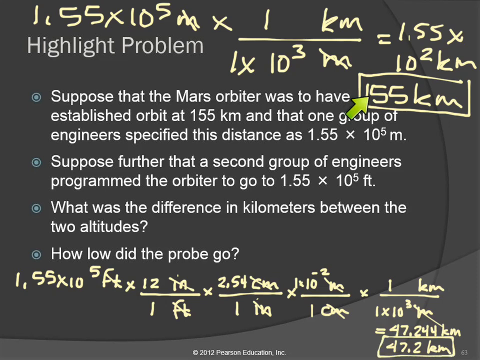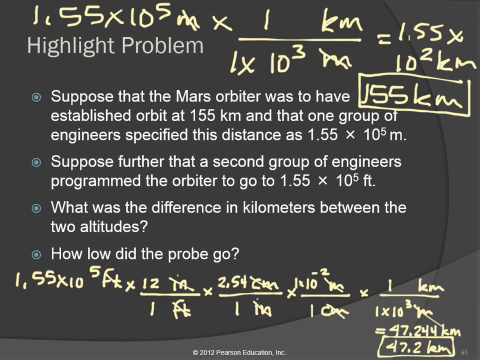So it was supposed to orbit at 155 kilometers. It actually orbited at 47.2. That's a bit of a difference, isn't it? So this number down here answers the second question, how low did the probe go? It was orbiting at 47.2. The first one, what's the difference in kilometers between the two altitudes? Well, 155 minus 47.2, 107.8 kilometers.